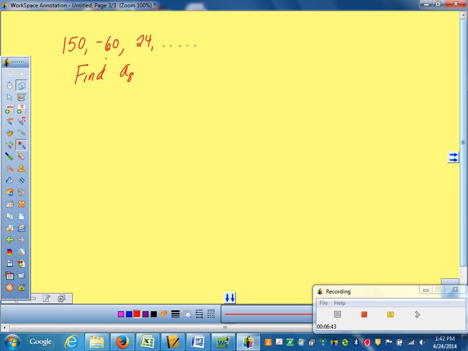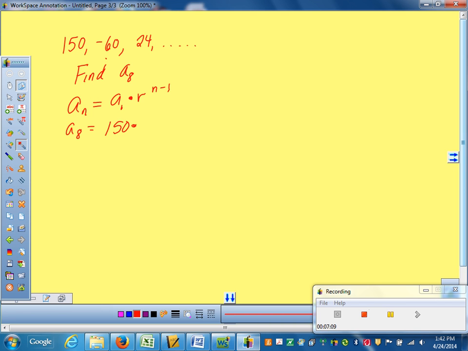What would you do? We only got one formula, so actually let me write the formula out, then we'll fill it in. All right, so yeah, she's right. We're finding the 8th term, which means n is 8. What's the first term? 150. And then probably the trickiest part, what's the ratio?